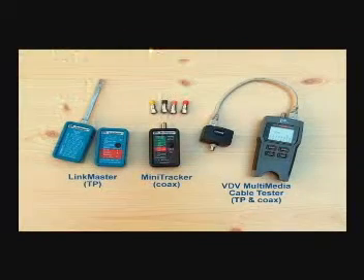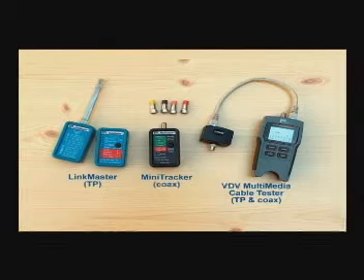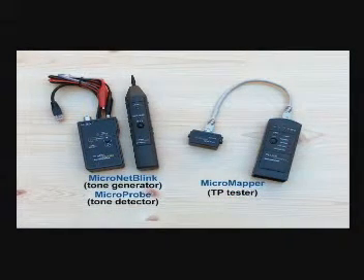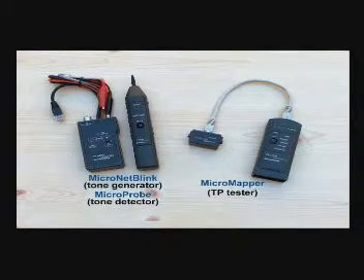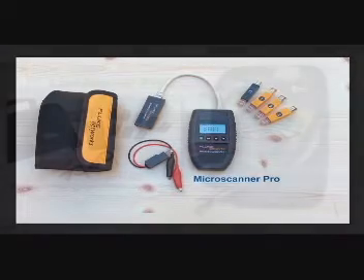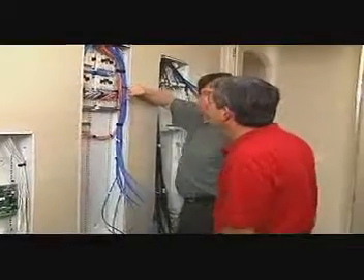Okay. There's a variety of very good, inexpensive test equipment you can use to perform verification testing, such as the Ideal LinkMaster, Mini Tracker, and VDV Multimedia Cable Tester, the Fluke Micro NetBlink, Micro Probe, and Micro Mapper, as well as equipment with more advanced testing features, such as the Fluke Microscanner Pro, with wire map and distance to fault capability, and the Ideal LinkMaster Pro, with similar wire map and fault isolation capability. Let's cover Cat5 cable testing first.